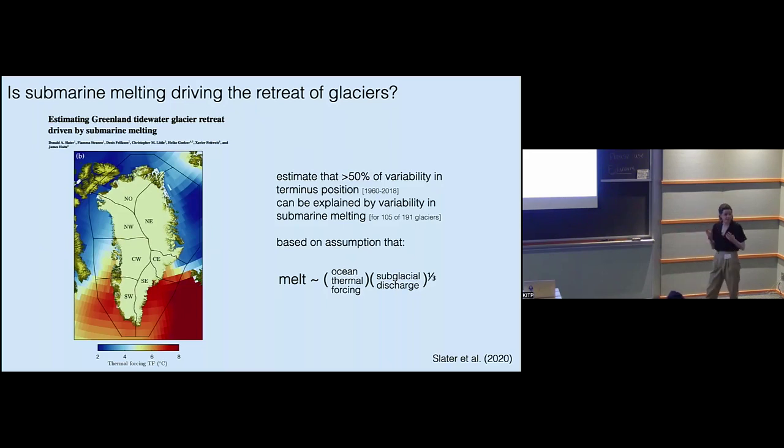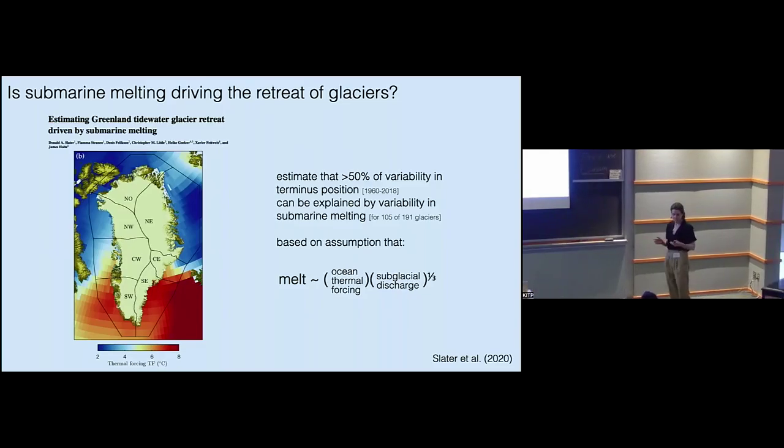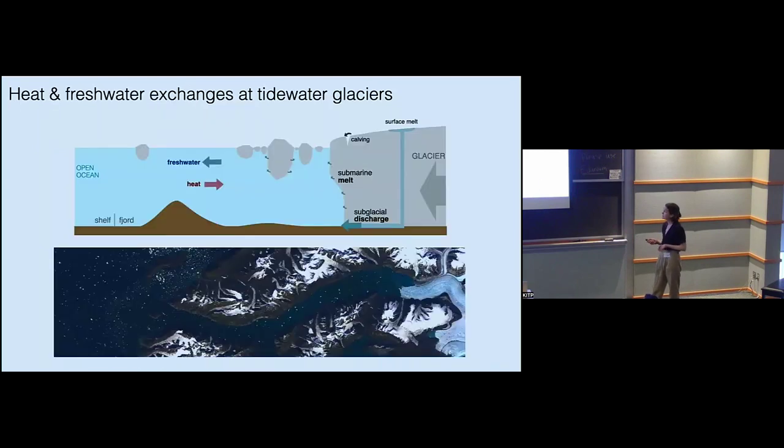But to assess this sort of important question of how much the ocean is actually driving these glacier changes, they have to rely on a relationship like this, where melt is assumed to scale with ocean thermal forcing, so how much the ocean temperature is above freezing, and subglacial discharge, the freshwater draining at the bed of the glacier, to the 1/3 power. And this comes out of some theory that I'm going to dive a little bit deeper into. But importantly, this understanding of how melt is impacting glaciers really comes primarily from untested theory.